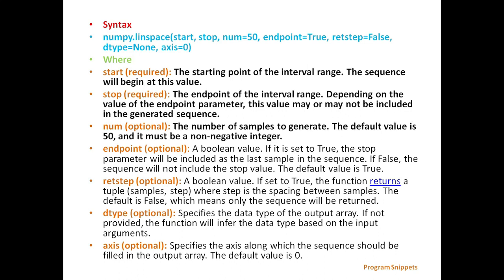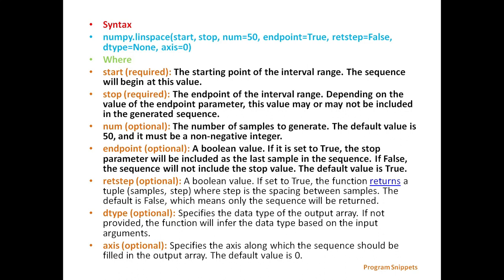Num is an optional parameter which is the number of samples to generate. The default value is 50. It must be a non-negative integer. Endpoint is also an optional parameter which is a boolean value. If it is set to true, the stop parameter will be included as the last sample in the sequence. And if it is false, the sequence will not include the stop value. The default value is true.